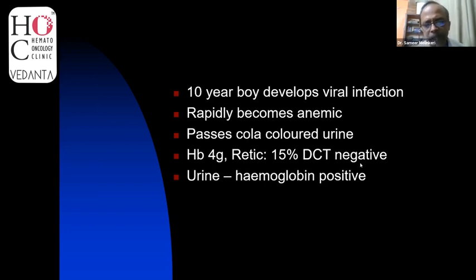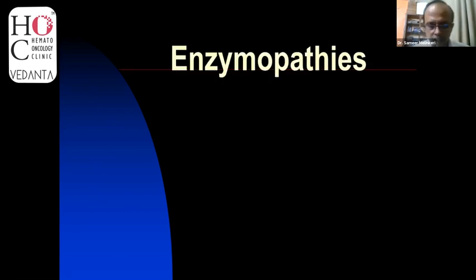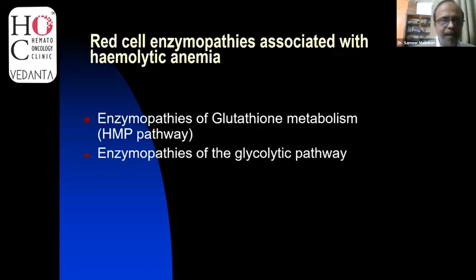So here the DCT is negative, and the urine hemoglobin is positive. This is a young boy who has developed rapid onset of hemoglobinuria, and for this you would suspect an enzymopathy. Now, red cell enzymopathy can be associated with hemolytic anemia, and these could be either problems in the glutathione metabolism, as I discussed earlier, in the HMP shunt, or enzymes in the glycolytic pathway.